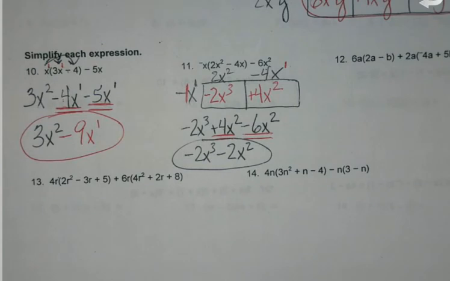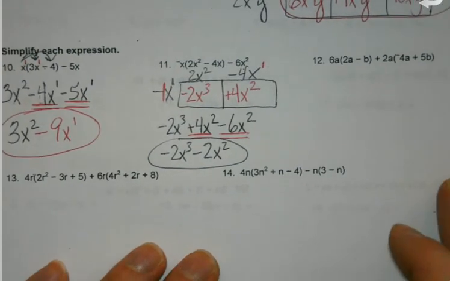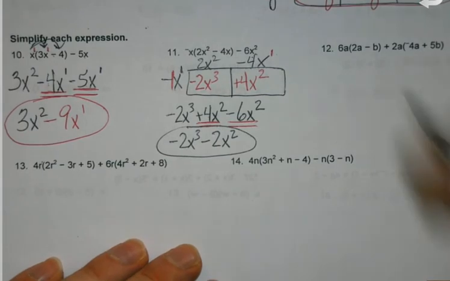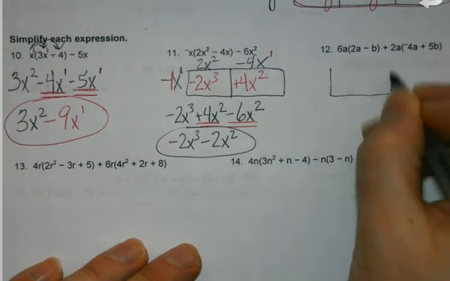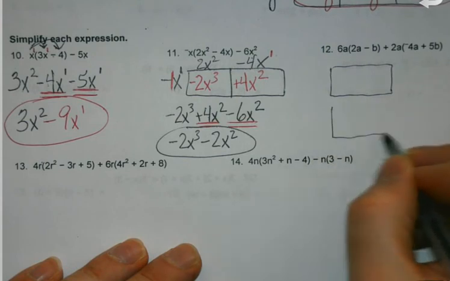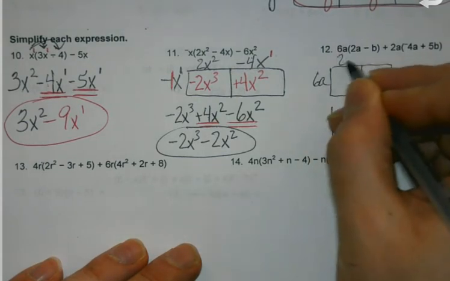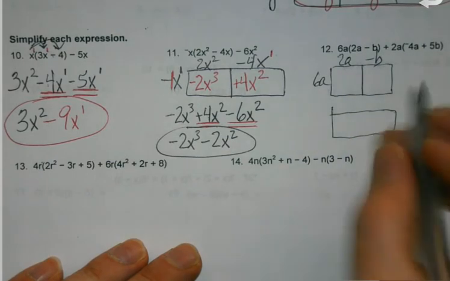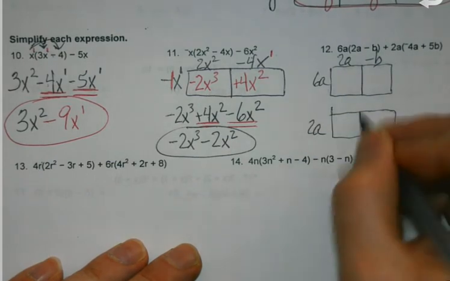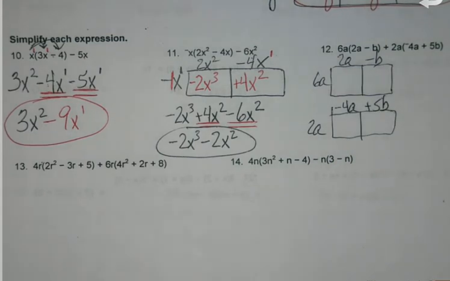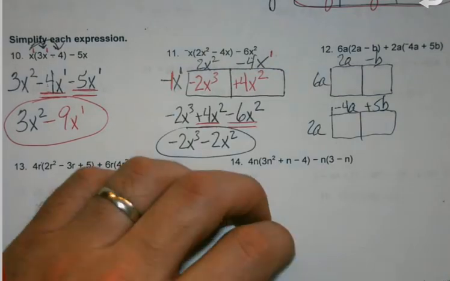And that's how I can get to my last answer. Now, sometimes with these, if we get to one like 12, if you're a box fan, you may have to do 2 boxes. That's okay. So here I've got 6a and 2a minus b. And I have 2a negative 4a plus 5b. Again, it's about organization and getting to the right answer. If you feel comfortable just going, that's fine.